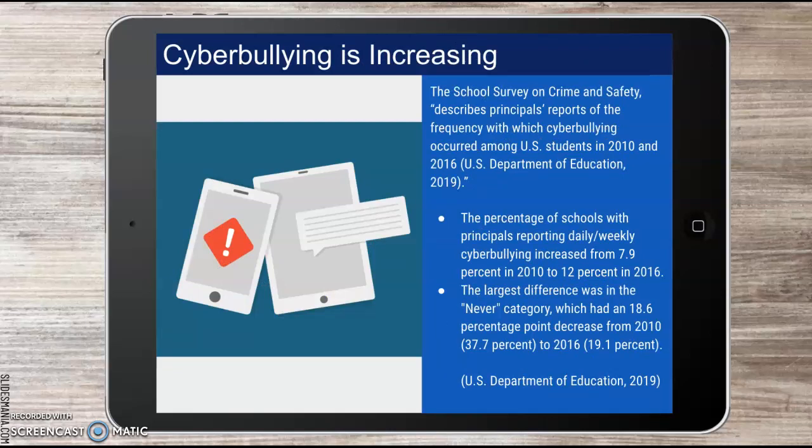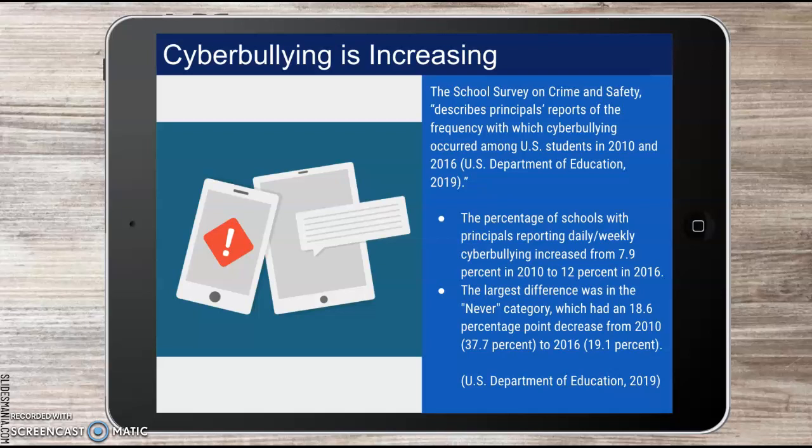Cyberbullying is increasing. The school survey on crime and safety describes principals' reports of the frequency with which cyberbullying occurred among U.S. students in 2010 and 2016. And as you can see, principals reported daily and weekly cyberbullying increased from 7.9% to 12% in just 6 years. And the largest difference was the never category. So students that had never experienced cyberbullying in 2010 were 37.7%. So almost 40% of students had never experienced cyberbullying in 2010.